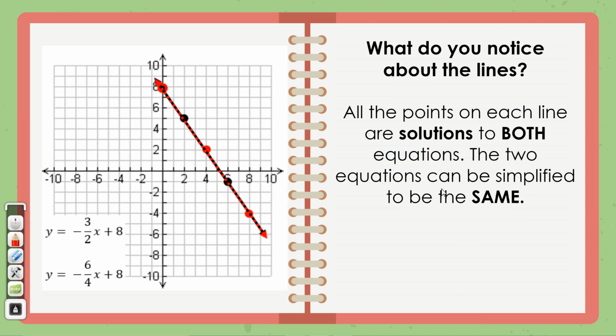Okay, so filling in the blanks on number 2. What do you notice about these lines? All the points on each line are solutions to both equations. The 2 equations can be simplified to be the same, which we just did. We simplified negative 6/4 to negative 3/2. They are the same line.